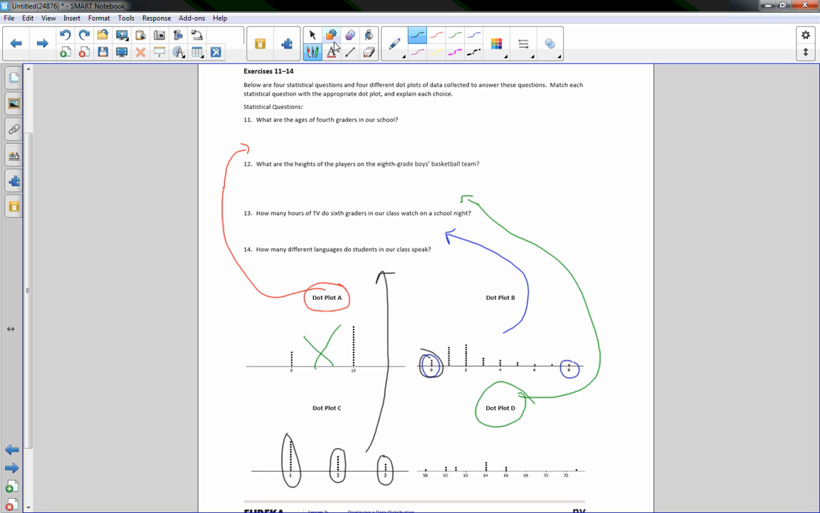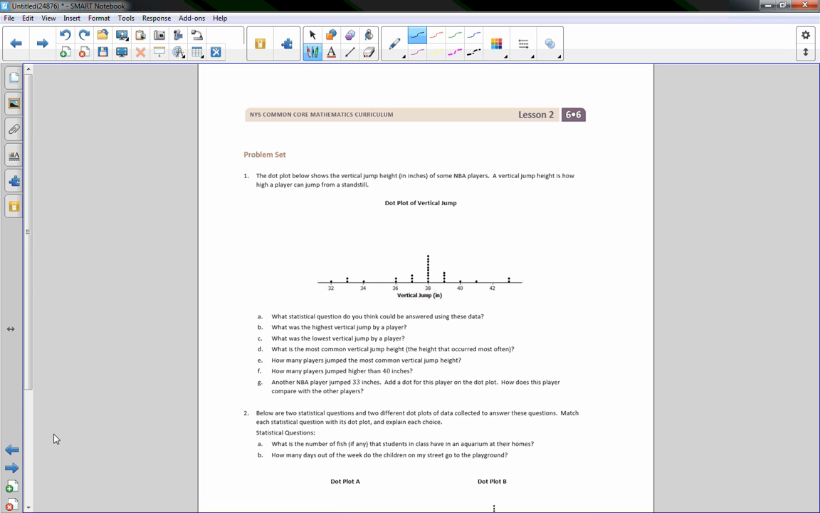So my answers are, if I were to write these, dot plot A, dot plot D, dot plot B, dot plot C. Next page. Oh, that is the end of lesson 2. Go do your problem set.